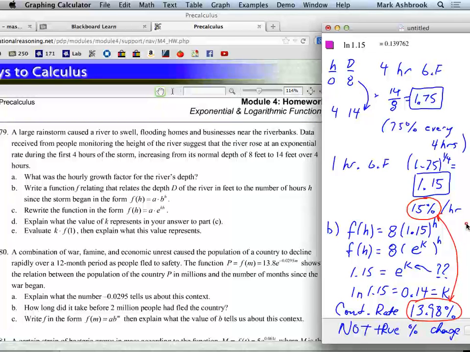Keep practicing that. This is hard. This is a hard thing for students to grasp and remember. Okay, so that's why we're repeating it. So that's part D. What's the value of k represent? It represents the continuous rate that, when combined with the moment-by-moment compounding, results in an hourly increase of 15%. Does it make sense now? Can you remember that?